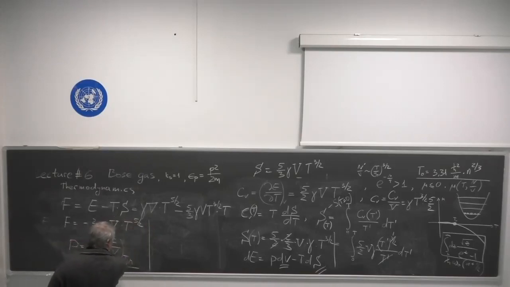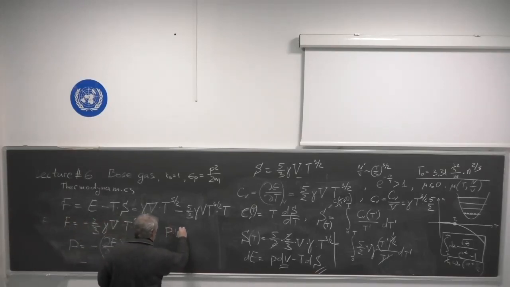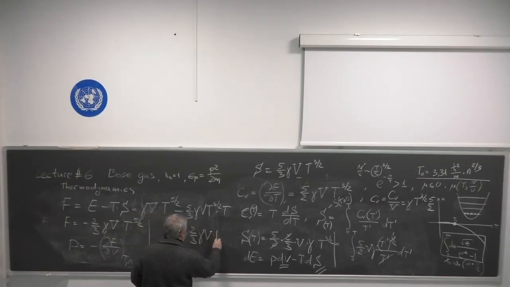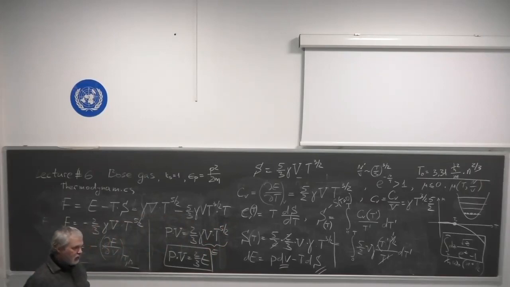So, finally, I take this derivative, I get gamma temperature to the power of 5/2 with a coefficient 2/3, and therefore I get P times V is equal to 2/3 gamma volume temperature to the power of 5/2. But this is the energy. So pressure times volume is equal to 2/3 energy. This is my equation of state. Okay?